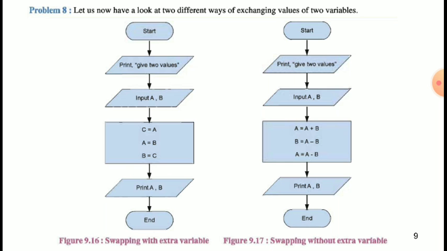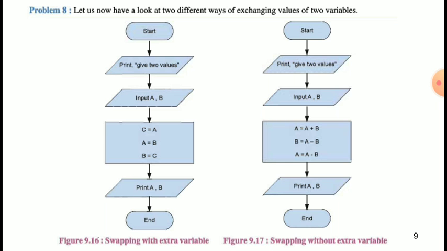First, take two variables, say a and b, and store values in them. Second, take one extra variable c and transfer the value of variable a to variable c. Third, transfer the value of b to a. Fourth, transfer the saved value of a, saved in c, to b. Fifth, print the values of a and b. So that is swapping with an extra variable.